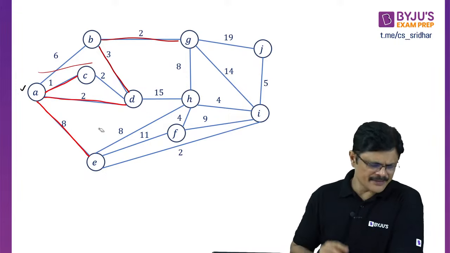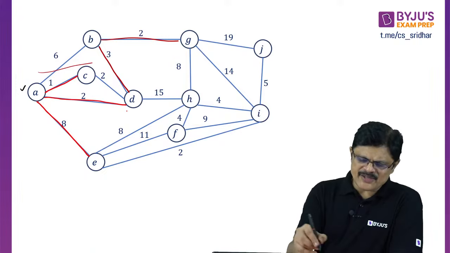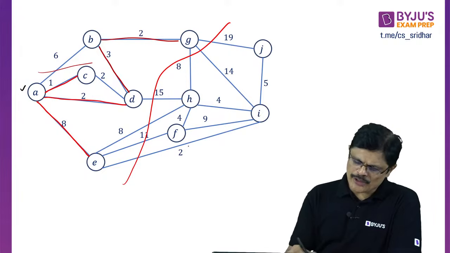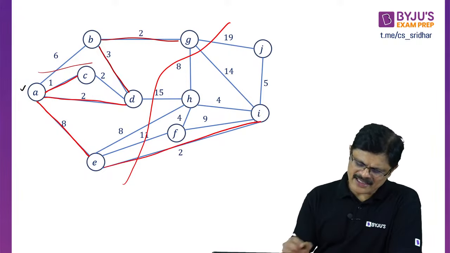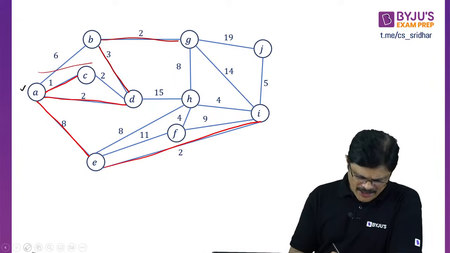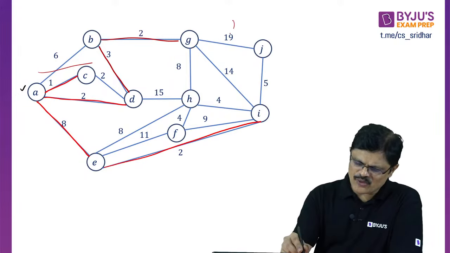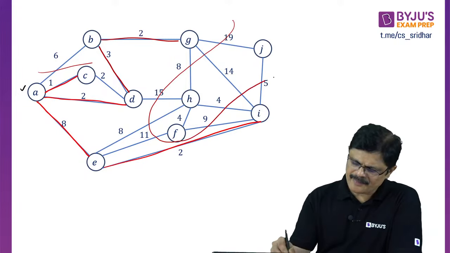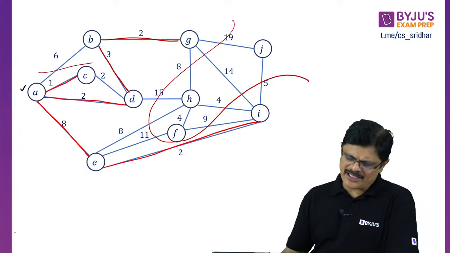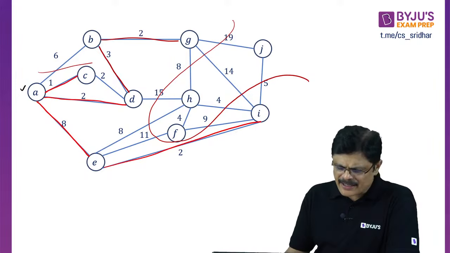Let us create a new cut. What is the new cut? The one which separates these vertices from the remaining part. This is the cut. Least edge: 2 is the least edge. Select it. Now you have to create a cut which cuts the remaining vertices from these vertices. This is the cut. Identify the least cost, my dear friend. What is the least cost? That is 19, 14, 8, 15, 8, 11.